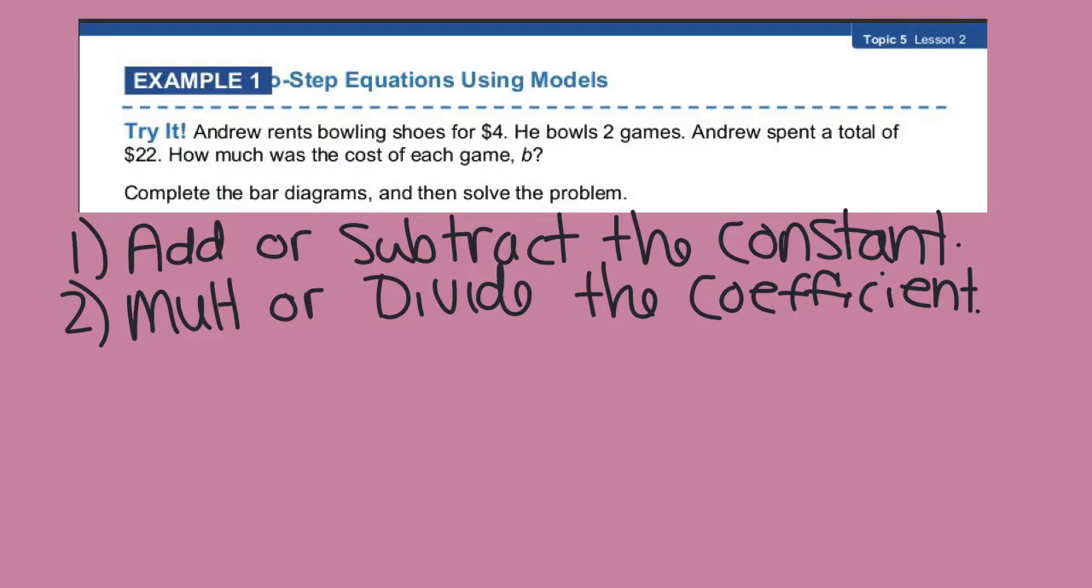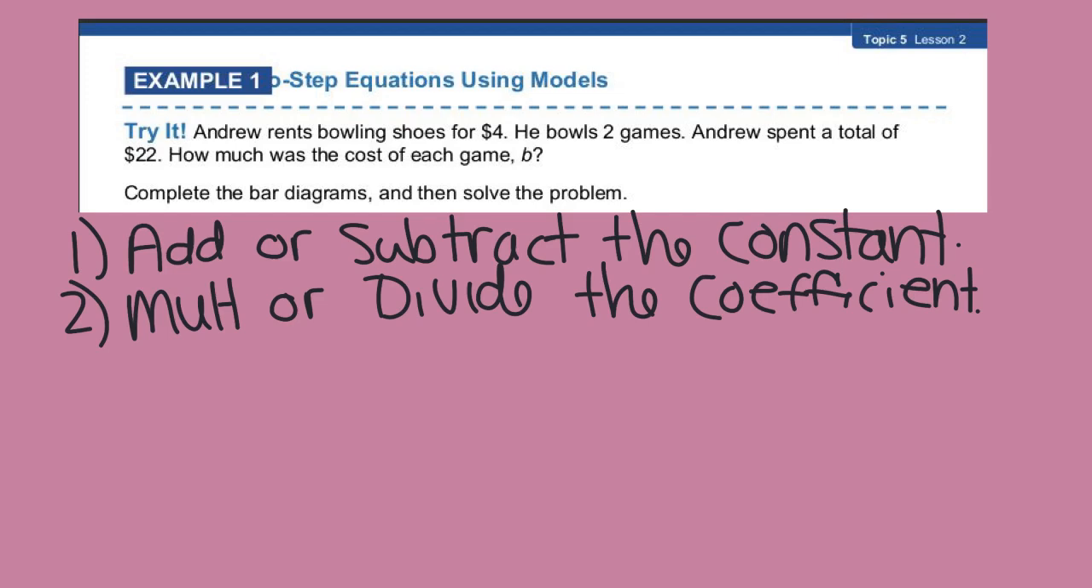All right, this is the try it at the bottom of page 270. And I wrote down our 2 steps of our two-step equation. Step 1, you're going to add or subtract the constant. And step 2, you're going to multiply or divide the coefficient. But first, I guess we have to build this.